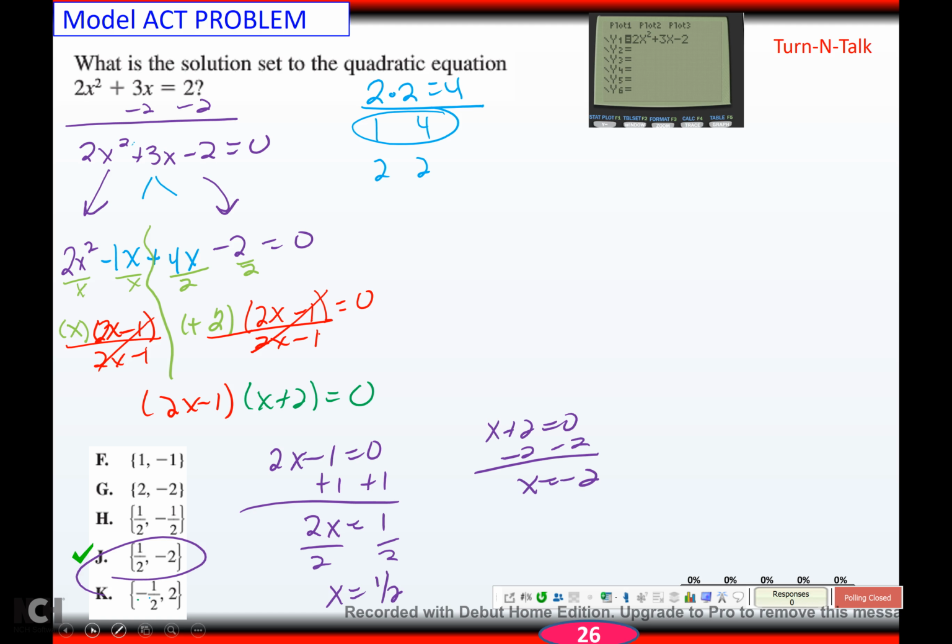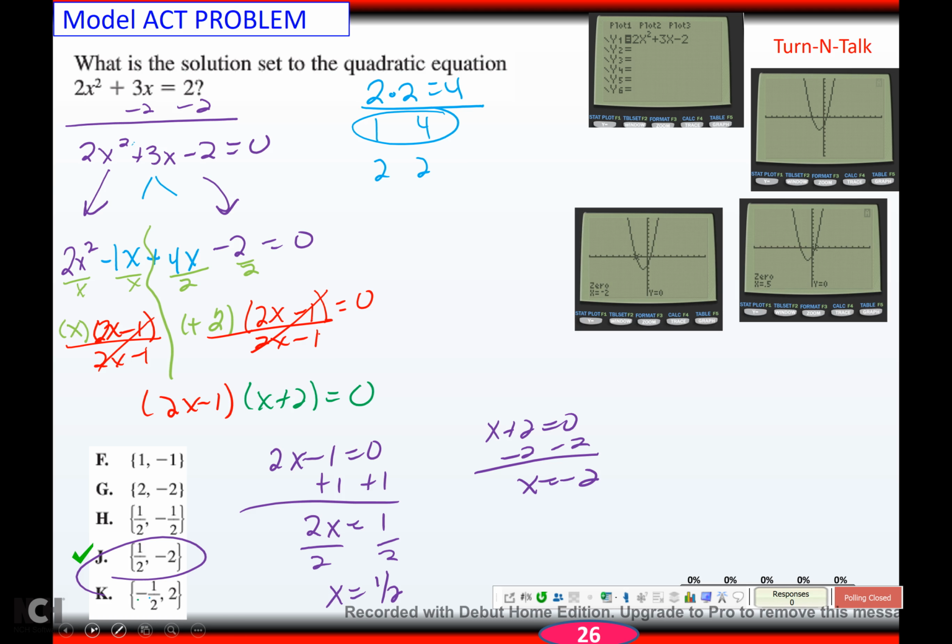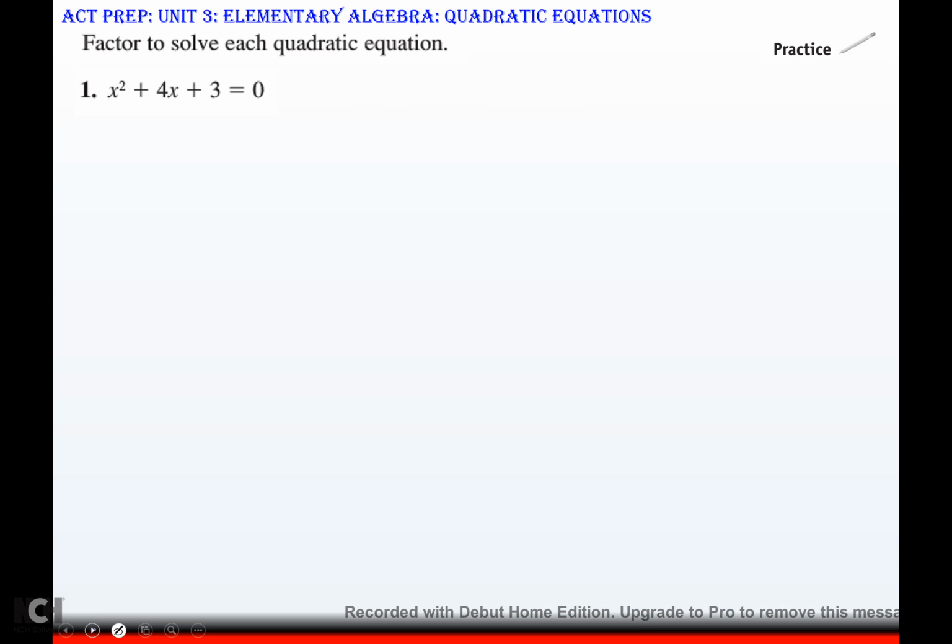Okay? And I graphed it, and I calculated the zeros. There's your negative 2. There's your positive 1/2. Alright, so we solved this one.